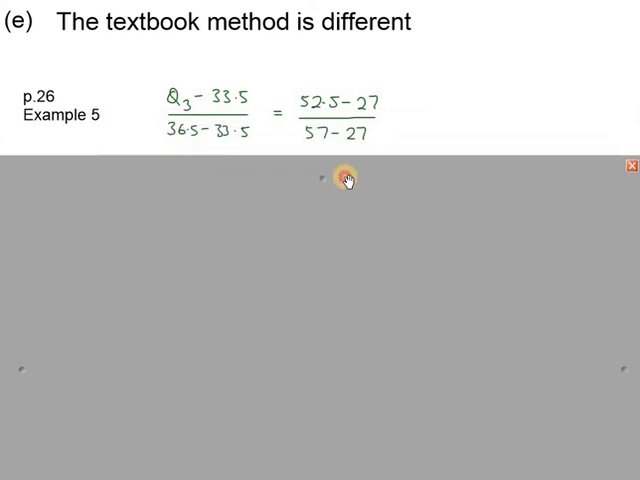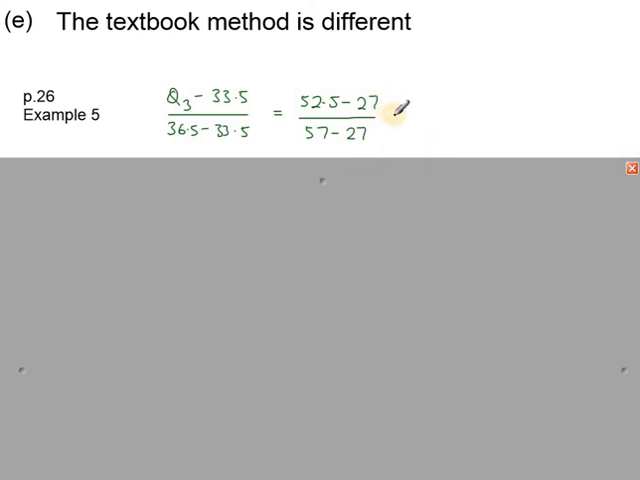One thing I've not explained so far is that the method I'm using for interpolation is different to the one that's used in the textbook. So if you turn to page 26 in the textbook, example 5, so you can read the context, you'll see this calculation, and this is an alternative version of doing interpolation, and this is also a good method.